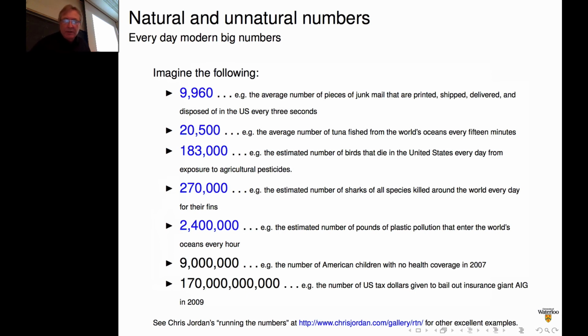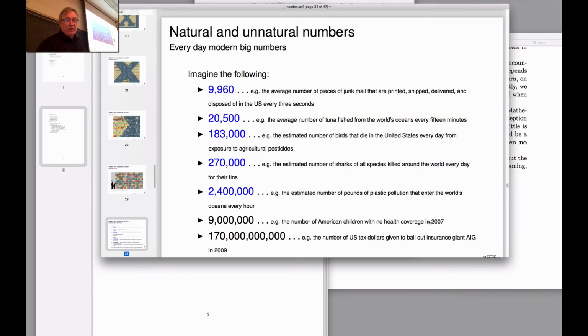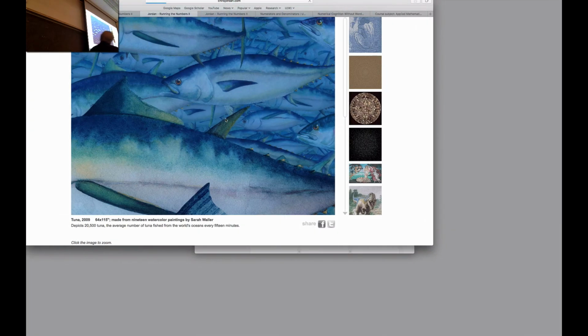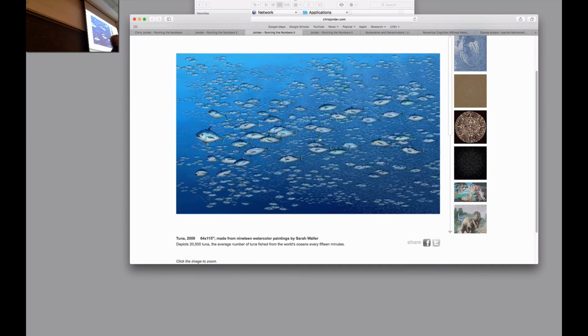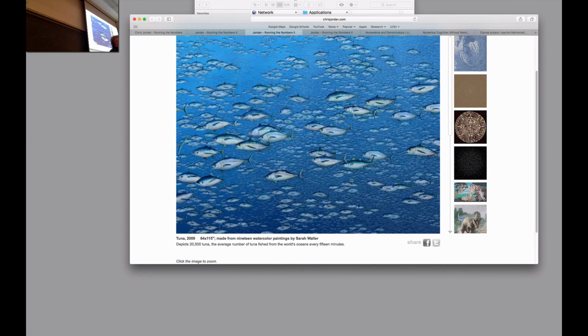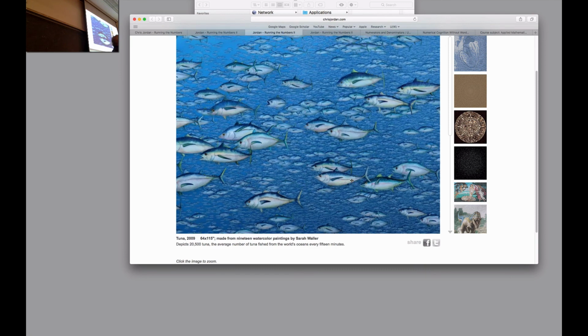And I'll go to another one of these. So what is this? 20,500 tuna. And this is an important number. It's the average number of tuna fished from the world's ocean in minutes. You say, well, how big is that? Well, as before, this whole thing is constructed with everything in here being a fish. There are 20,500 tunas, to give you some sense of the magnitude of 20,500.